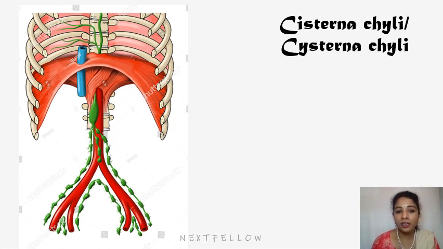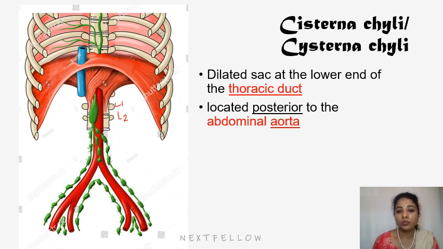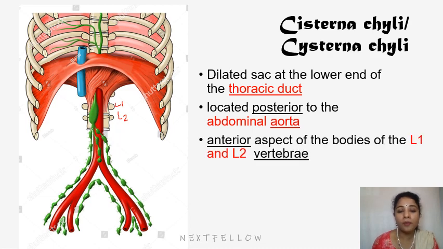Next, about the cisterna chyli. The lower end of the thoracic duct is the cisterna chyli, which is a dilated sac that lies in front of L1 and L2. We know that thoracic duct begins at the level of T12. So L1 and L2 are related to cisterna chyli. There are two spellings for cisterna chyli. It is located posterior to the abdominal aorta and anterior to L1, L2 vertebra.